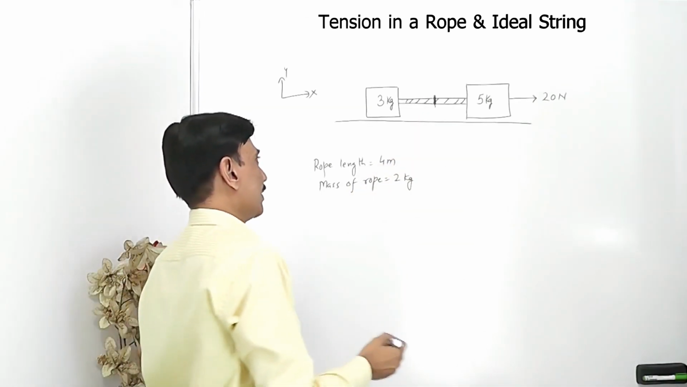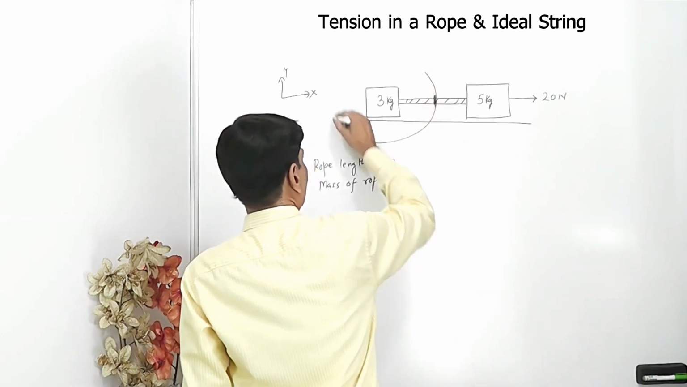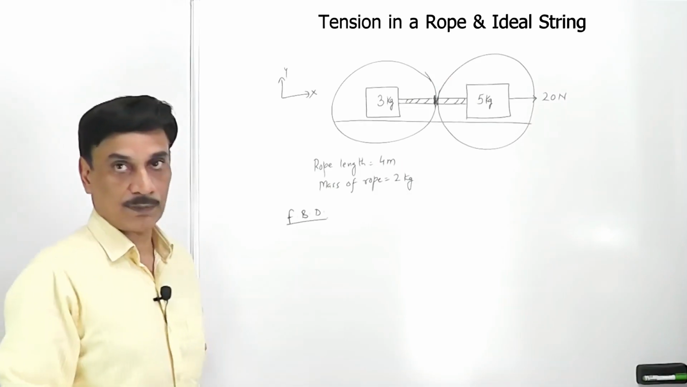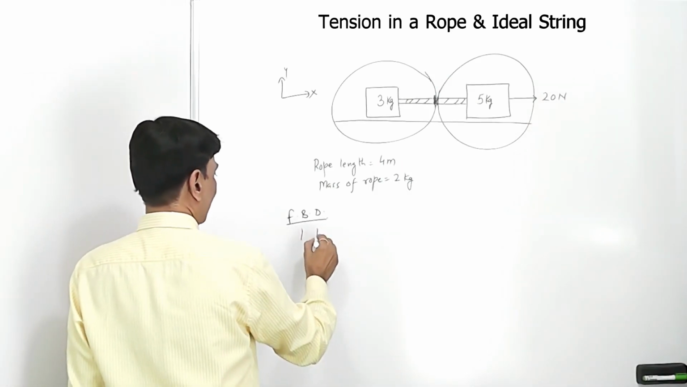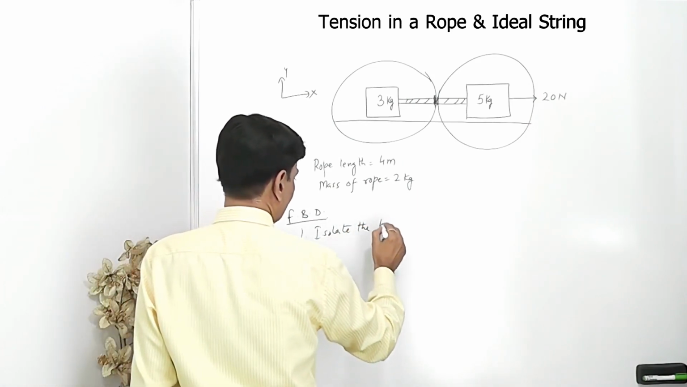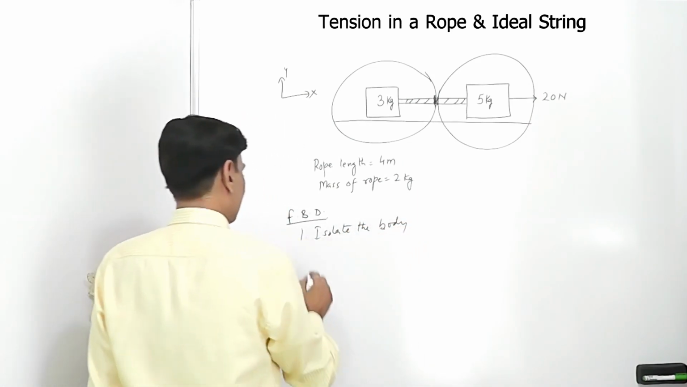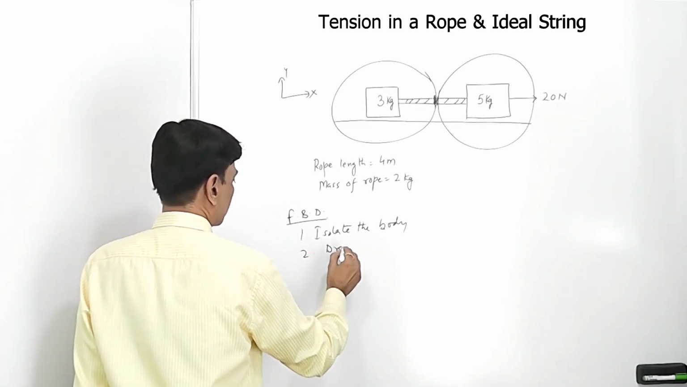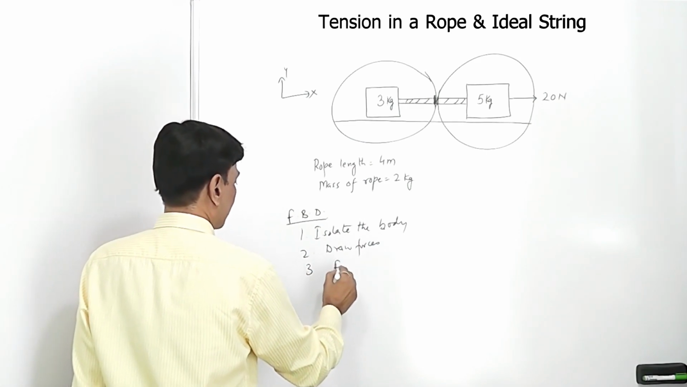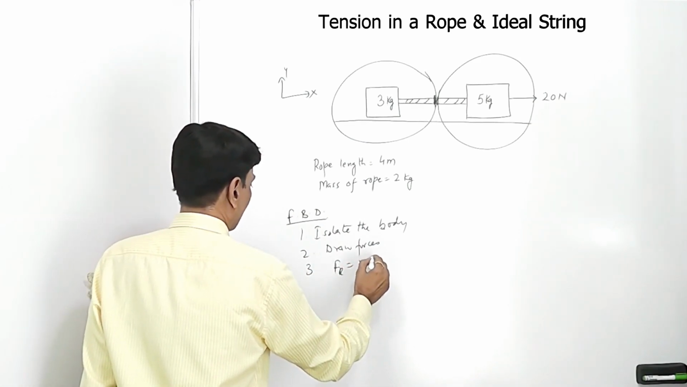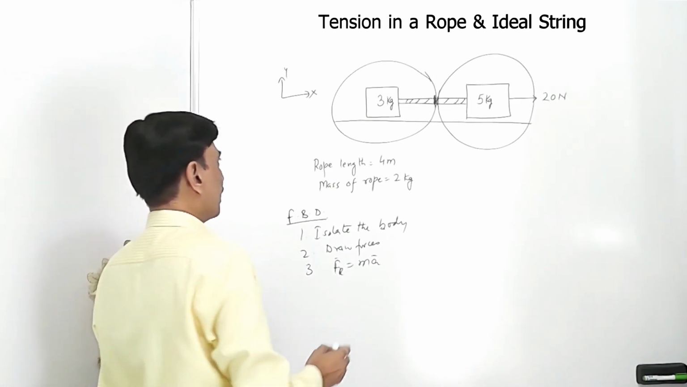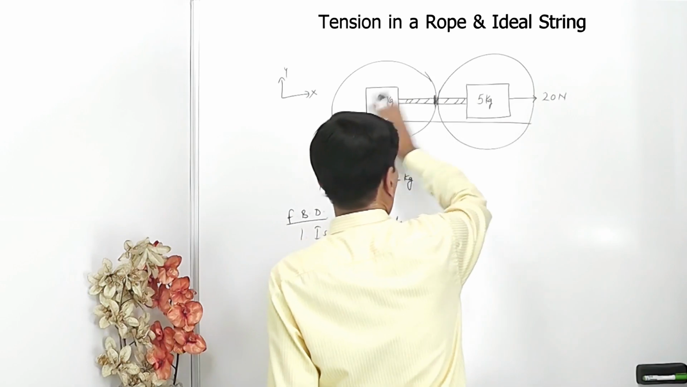So as usual, we draw the force diagram: number one for this block, the other for this one. The force diagram steps are: number one, isolate the body, diagrammatically only. Second, draw the forces which are acting on that body. Third, apply Newton's second law, that is, net force is equal to mass times acceleration. These are three steps.